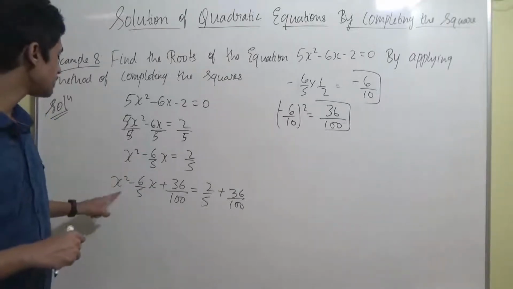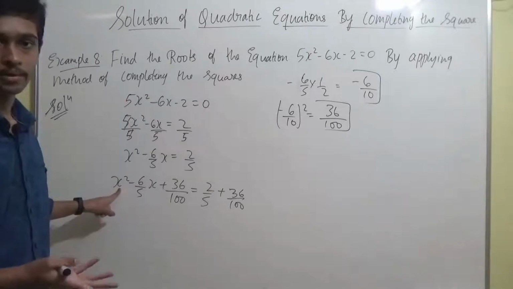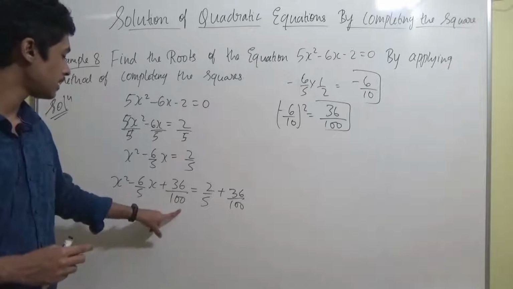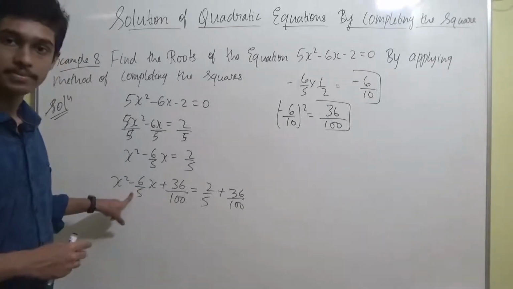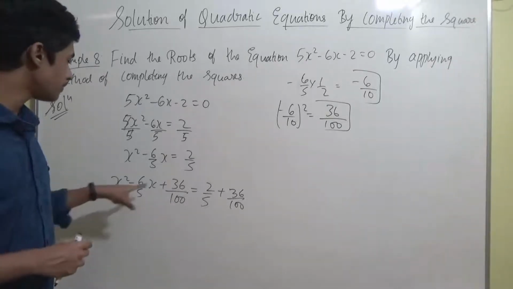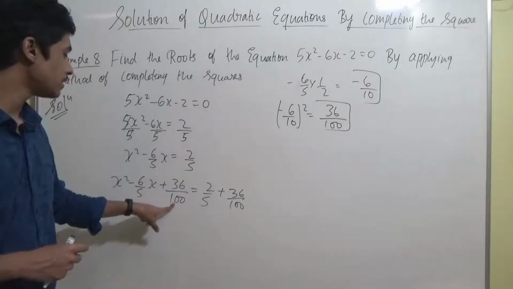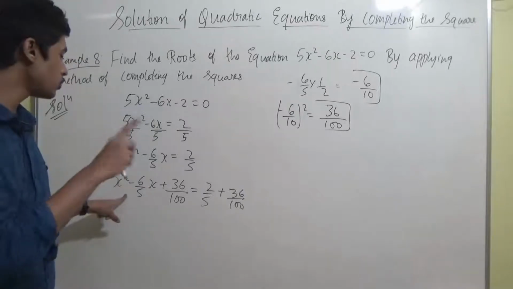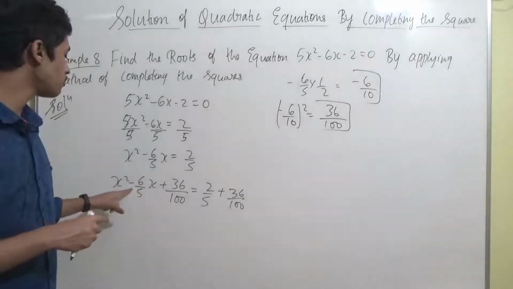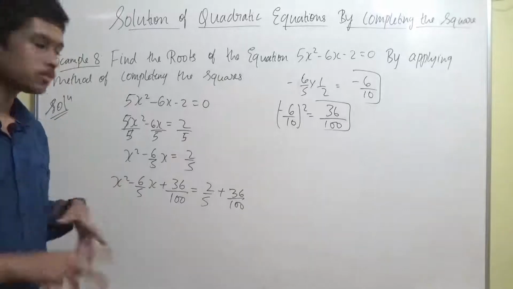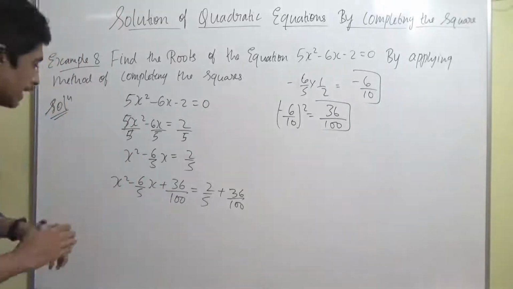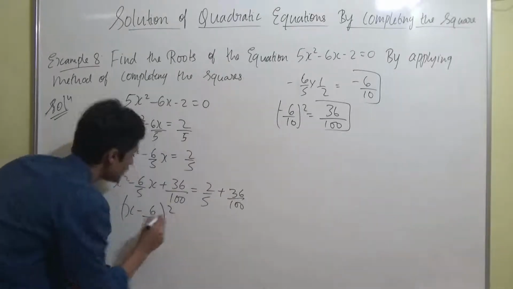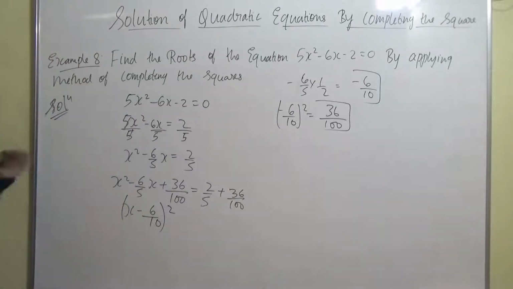If you see here, it is like a square, so a square is x square, right? A is x, a square plus b square minus 2ab. Getting it, guys? What is b square? 6 by 10 is b square. Minus 2ab: minus 2 into 6 by 10 will give you minus 6 by 5. So this whole format is in x minus 6 by 10 the whole square format. If you expand this, this is what you are going to get.